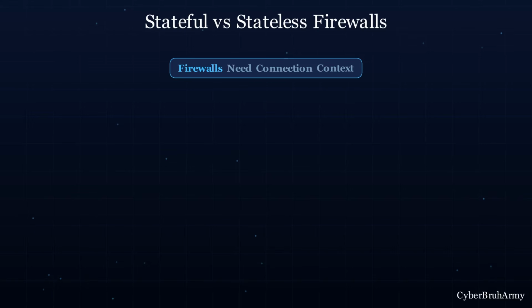A firewall can block dangerous traffic, but the way it makes that decision depends on one critical capability: whether it understands the connection behind each packet. In this masterclass, we will compare stateless and stateful firewalls, follow real packet flows, and see why connection tracking changes network security.